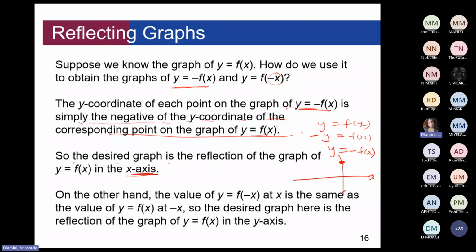Now, here I have positive x's and negative x's, meaning that if your x was positive and you take it to negative, you are jumping the y-axis, meaning that the y-axis is the mirror that you are reflecting in. So this means that you are reflecting about the y-axis. Are we all together, guys? Yes, ma'am. Okay, good.